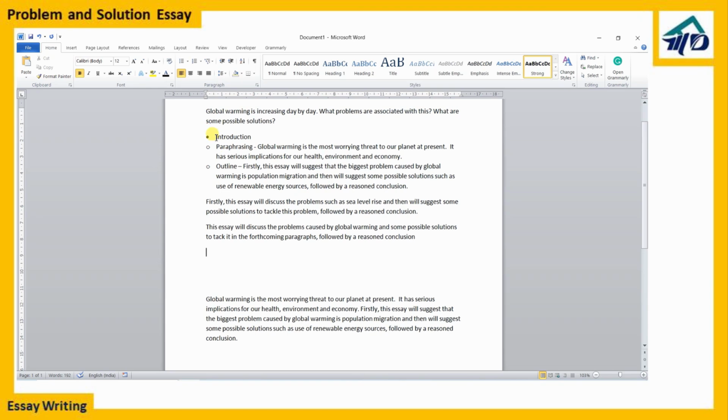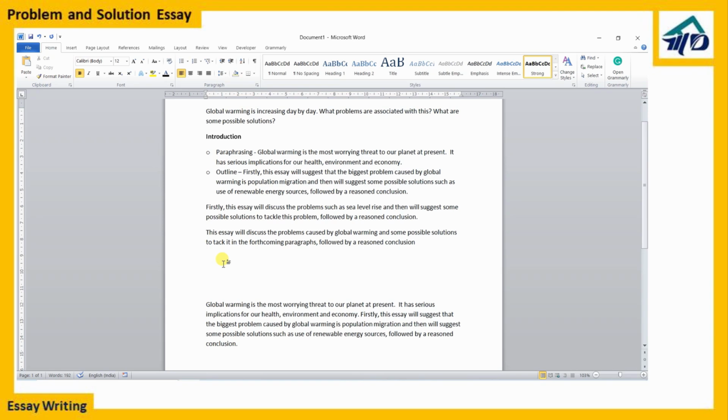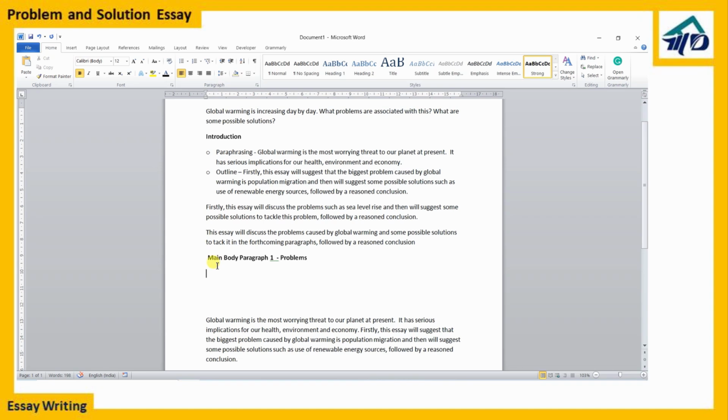Now I will jump on to main body paragraph 1, and that is your problems. This is going to be a very easy essay. Why? Because I know the problem. I have a few connecting words also in my mind: the main problem caused by, another problem, in addition to that. So I can use all these simple connecting words.